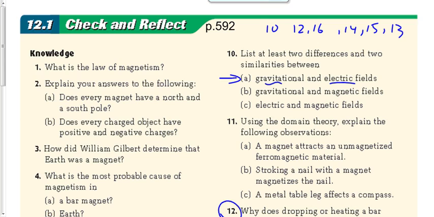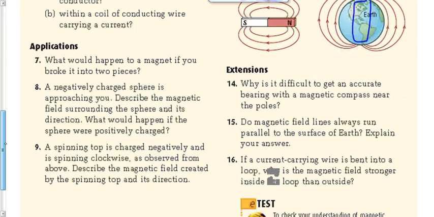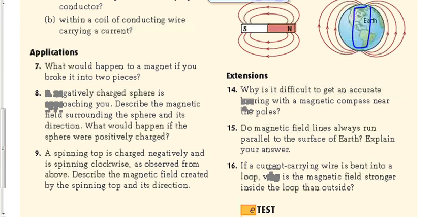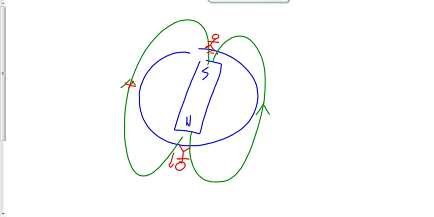Number 15. Do magnetic field lines always run parallel to the surface of the Earth? Let's go back to our picture that we just drew. These field lines here are pretty close to parallel, right? Not perfect, but pretty close.